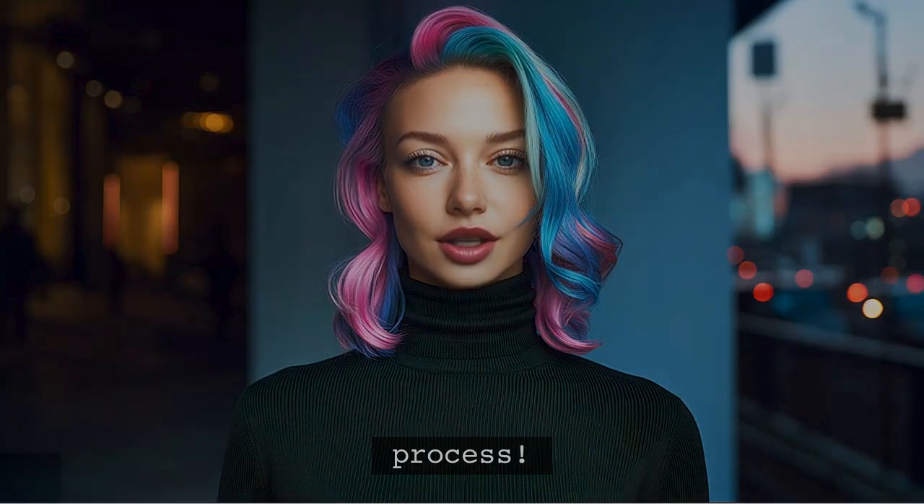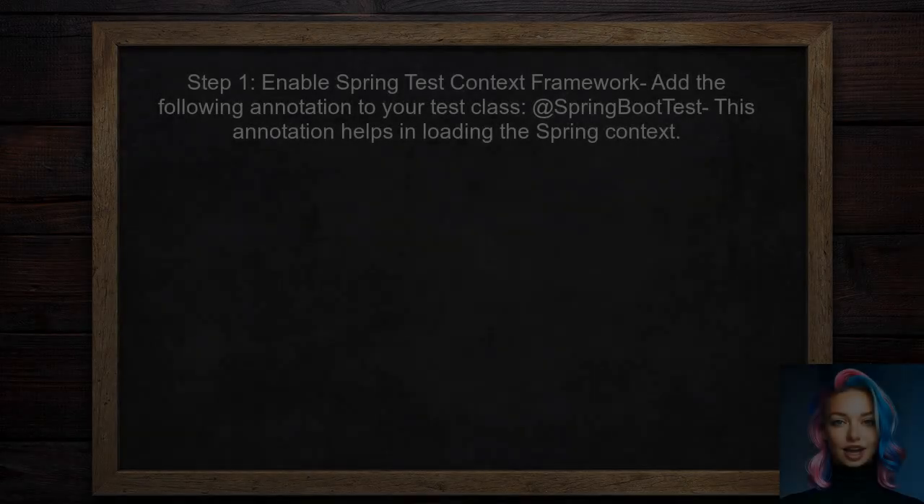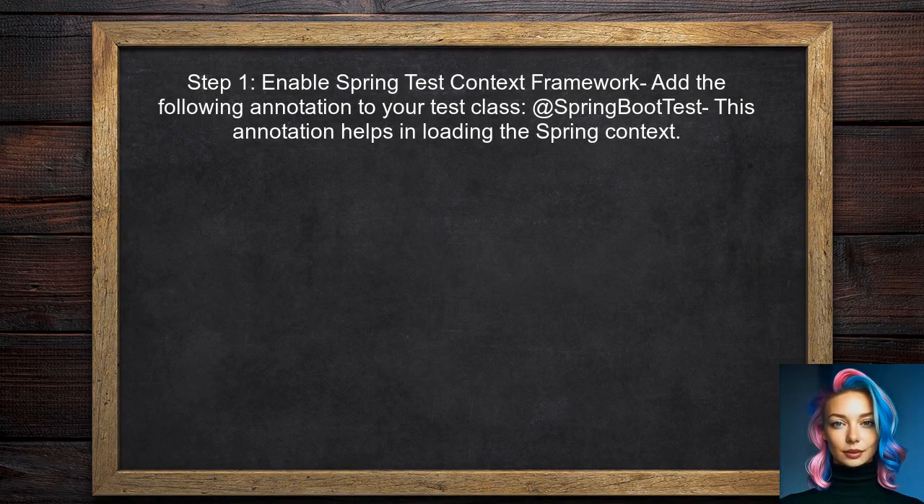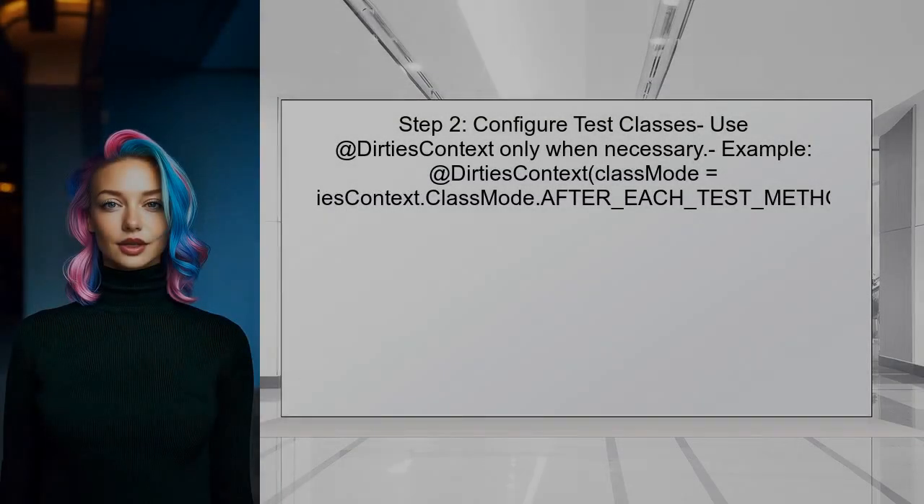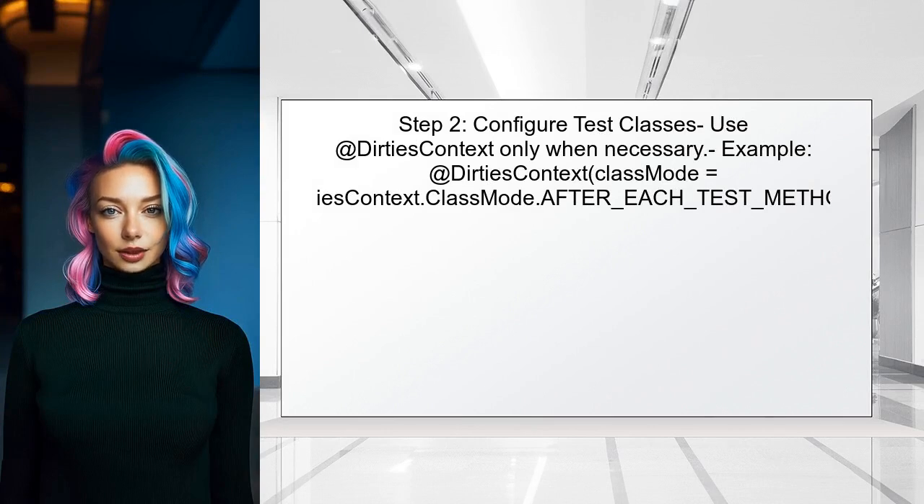To keep the Spring context running after the test suite ends, the user should first enable the Spring Test Context Framework. This allows the context to be reused across tests. Next, the user should configure their test classes to use the same context. This can be done by using the @DirtiesContext annotation sparingly, as it will reload the context.